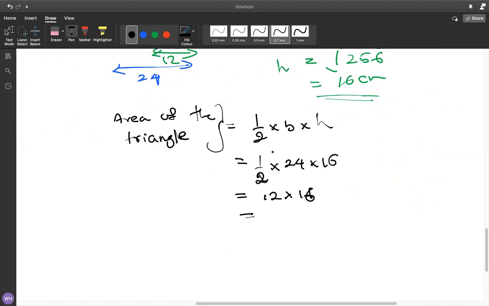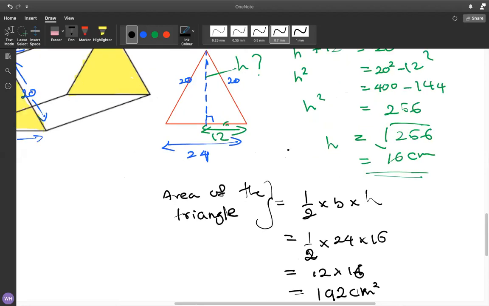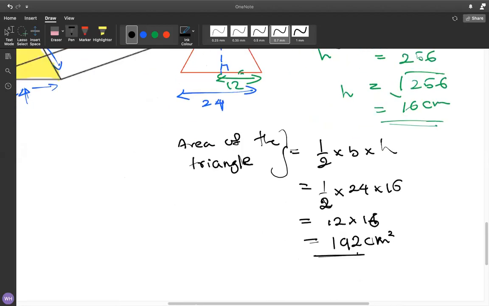12 times 16 gives 192. So this much in square centimeters is the area of the triangle.